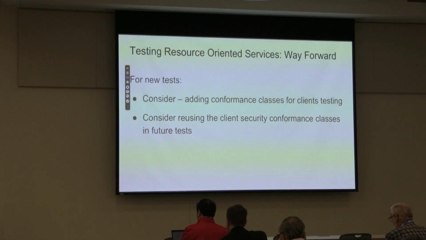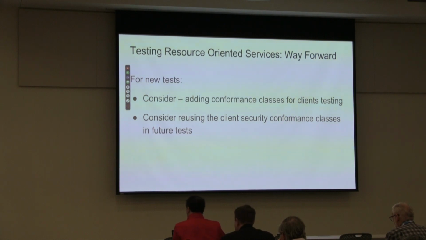So for new tests, consider adding performance classes for client testing. There are very few standards that take this into consideration. One of them was WMS 1.3 that has a conformance class for clients. You will say, well, but it's really the same. No, we really want to have a performance class that specifies some of the real rules and things that we want to test for clients. And second, consider reusing the client security conformance class in future tests.